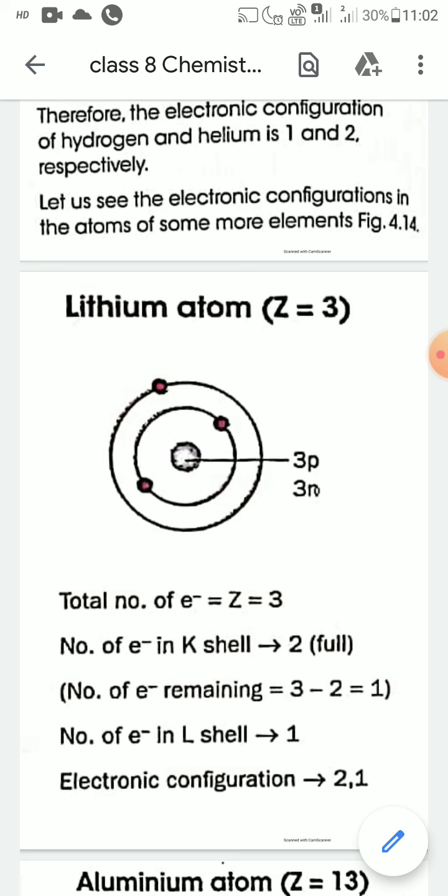According to the 2n square rule, the first cell can accommodate a maximum of 2 electrons, and lithium has a total of 3 electrons, so you have to give 2 electrons in the first cell, that is the K cell, and the remaining 1 electron in the next cell, that is the L cell. So the electronic configuration of lithium is 2 electrons in the K cell and 1 electron in the L cell, so 2, 1.